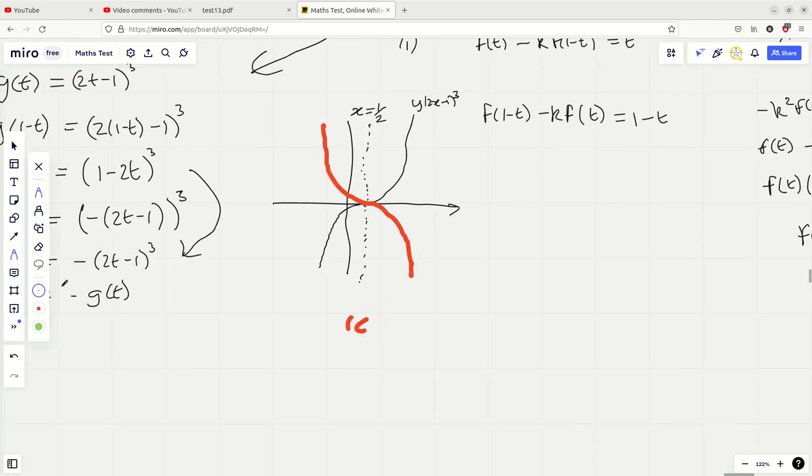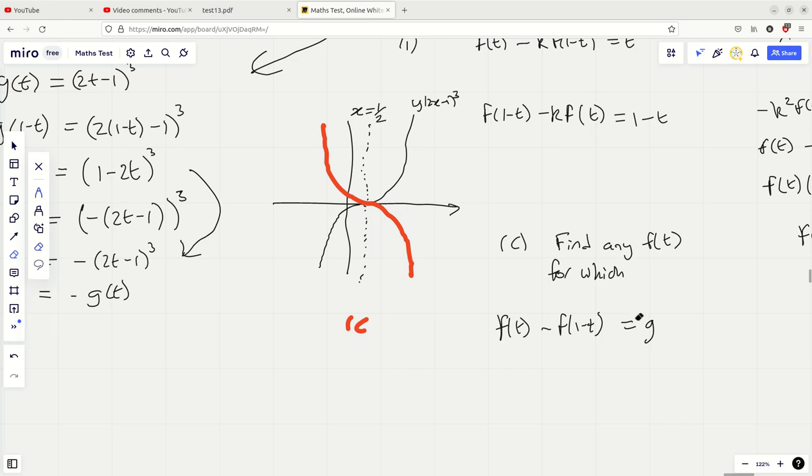Oh, let's change back to my normal pen. So we're trying to find any t, find any f of t for which f of t minus, I keep saying plus, minus f of 1 minus t equals, and we know g of t now, it's 2t minus 1 all cubed.